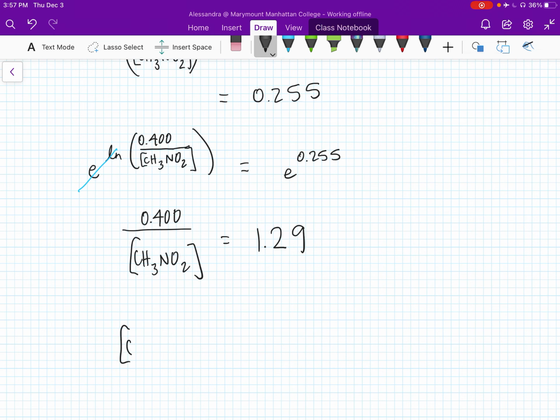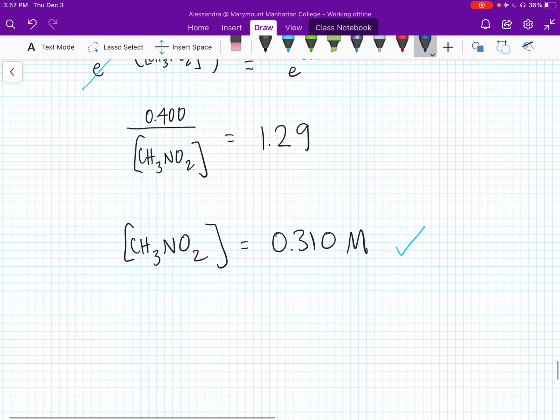Rearranging to solve for the concentration of the reactant at time t, I find that it's 0.310 molar. And you should get a number that makes sense, right? We start out with 0.4 molar, so at time t, after 15 minutes, that should decrease. So this is a plausible number after some of the reactant has been consumed. We are down to 0.310 molar.